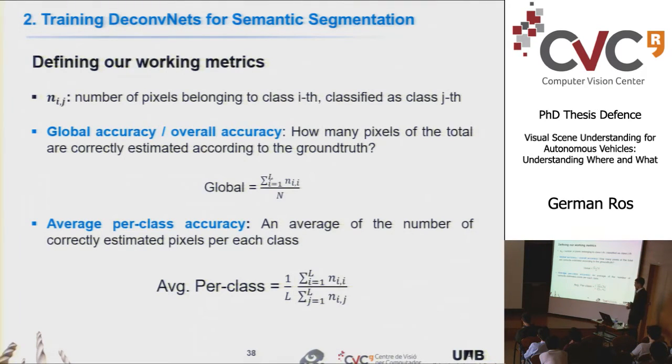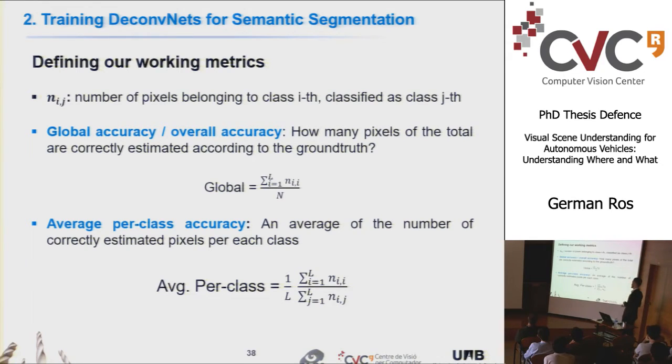Okay, the second thing I would like to do is to define the metrics we are going to be using throughout this semantic segmentation work. So we are using the standard metrics of global accuracy and average per class accuracy. The global accuracy is basically how many pixels have I successfully predicted, without taking into account the class they belong to. That has the main problem of being biased towards the categories that are more predominant in the scenes, like for example roads or buildings.